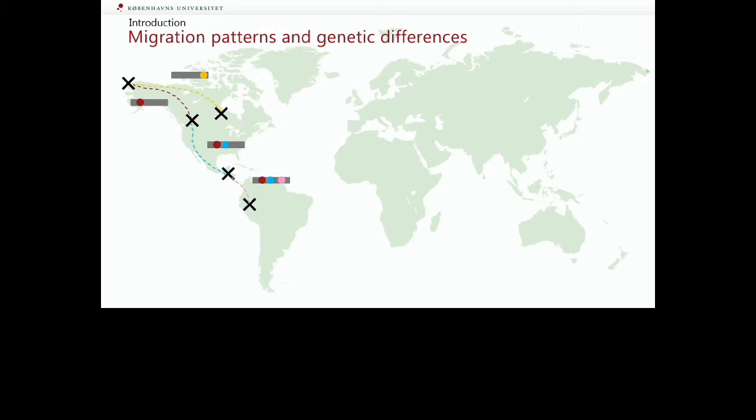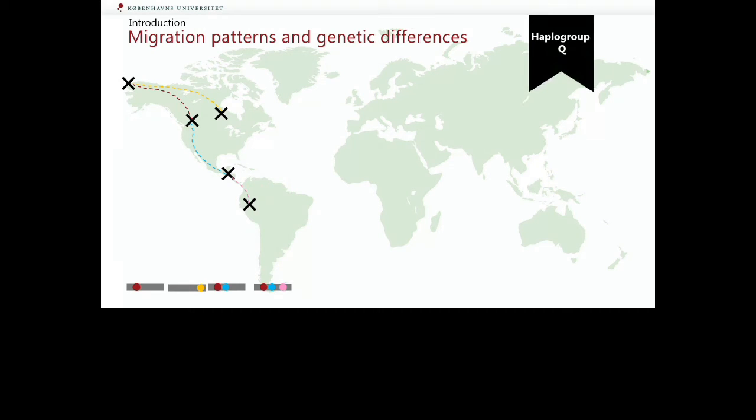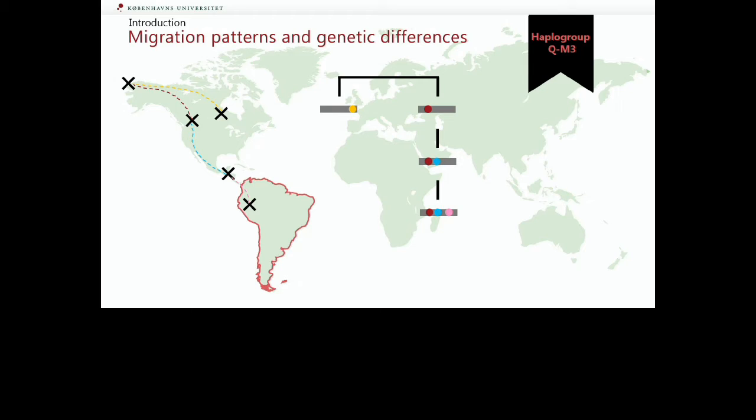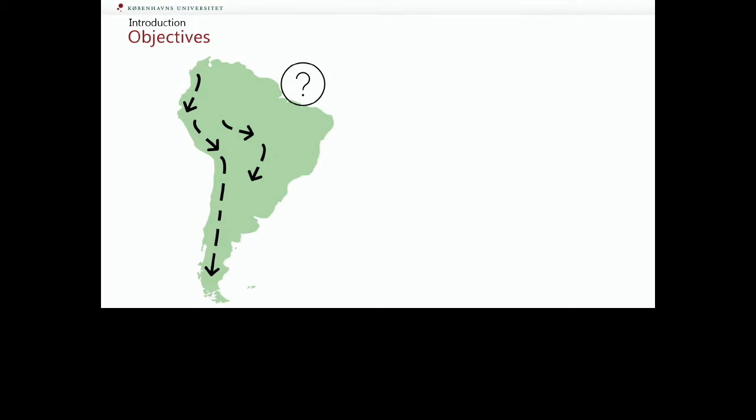And these genetic differences that share a more recent common ancestor can be grouped together. For this group of genetic differences in America, we speak of haplogroup Q, this is the name. And specifically in South America, the group is called haplogroup QM3, which is just a subgroup of haplogroup Q. And these genetic differences can be put into a tree based on their differences and similarities. So we speak of a phylogenetic tree here.